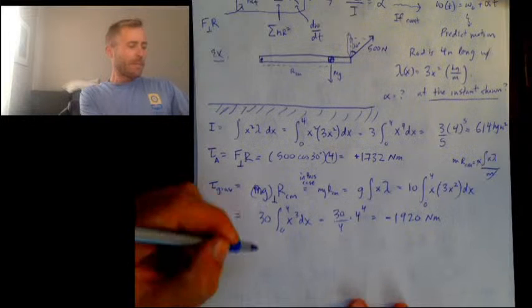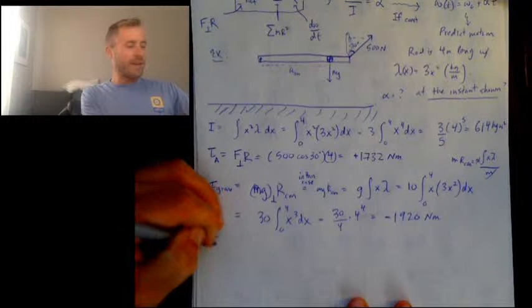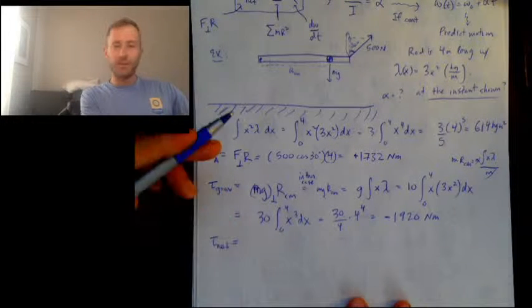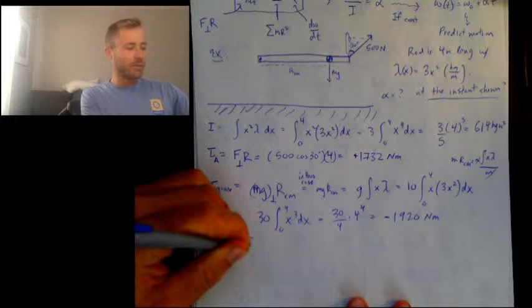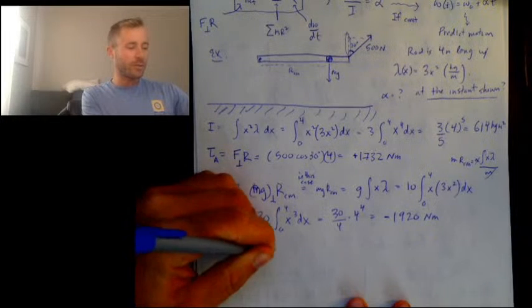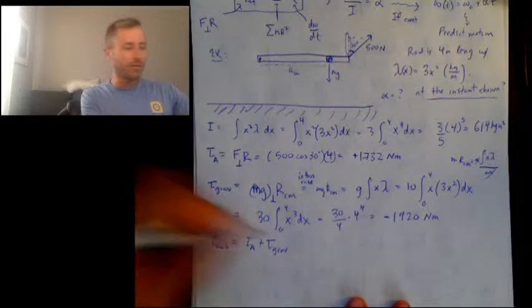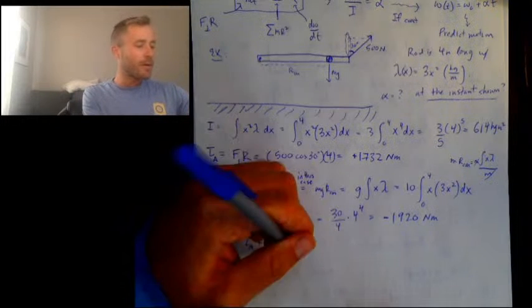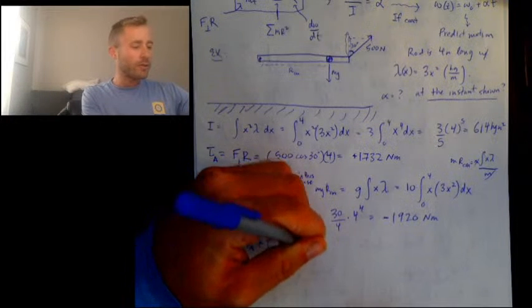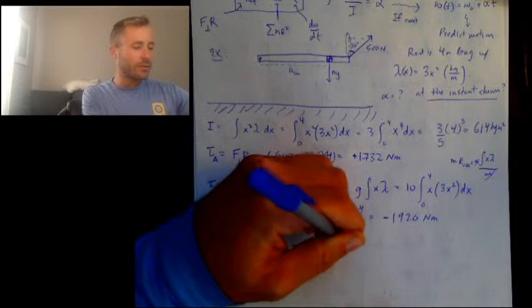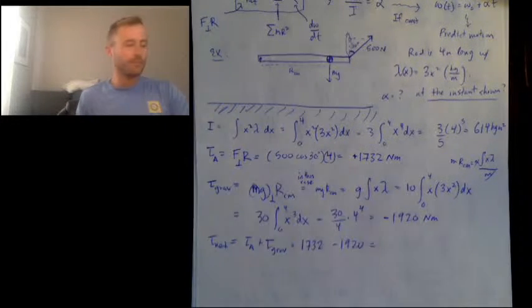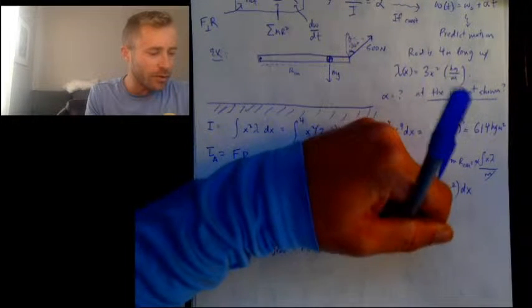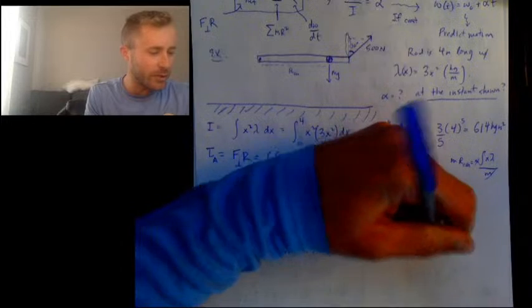So now we can calculate the net torque. The net torque is just going to be the sum of the applied torque and the gravitational torque, because those are the only two torques involved. So we have 1,732 minus 1,920. That equals negative 188 Newton meters is the net torque.